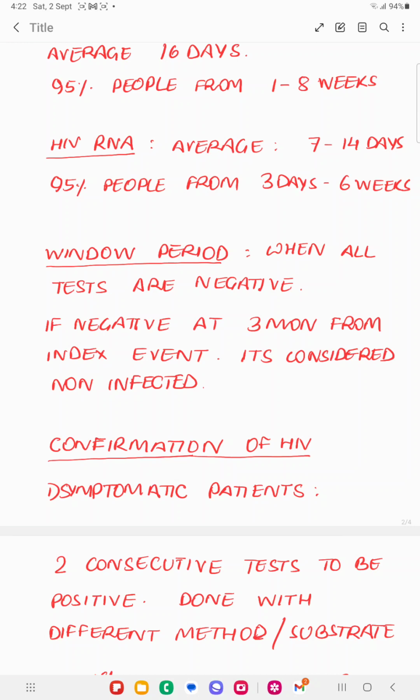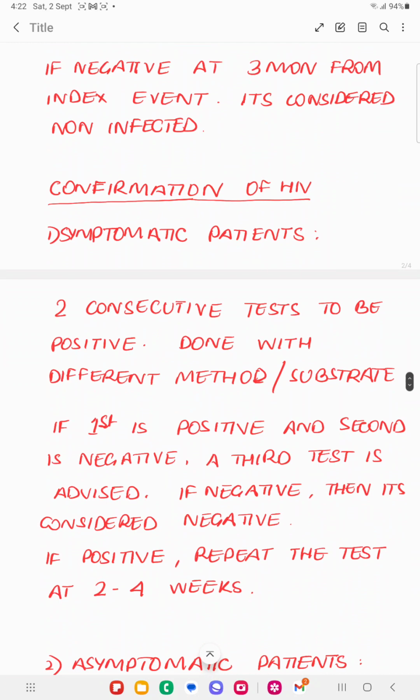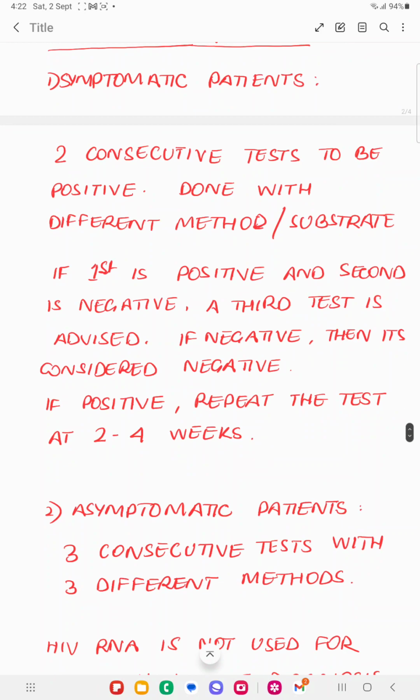So if we order a test and it comes out to be positive, what do we need to know? We need to do another set of tests. So confirmation of HIV cannot be done just on the basis of one positive test, and the strategy is based on whether the patient is symptomatic or asymptomatic. In symptomatic patients, 2 consecutive tests need to be positive, and they should be done with different methods or different substrates. If the first is positive and the second is negative, a third test is advised. If negative, then it is considered negative. If positive, it has to be repeated at 2 to 4 weeks interval.